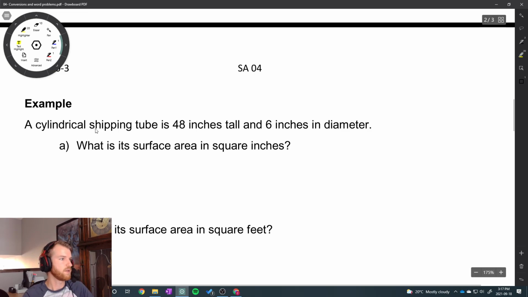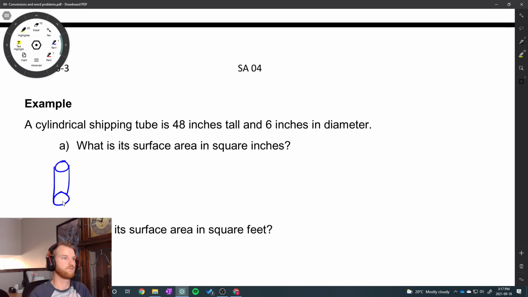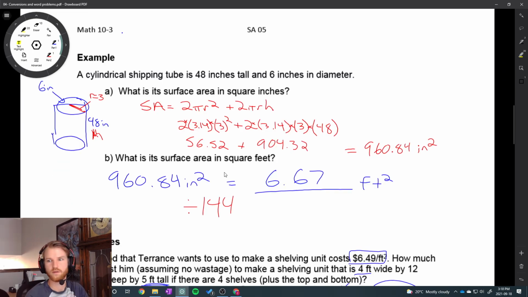Right, this one is talking about a cylindrical shipping tube. This one is just the same as before: you're going to look on your formula sheet and use the equation for surface area there. Because it's just the same as what we've done before, if you aren't sure how to go about this one, here's the solution.